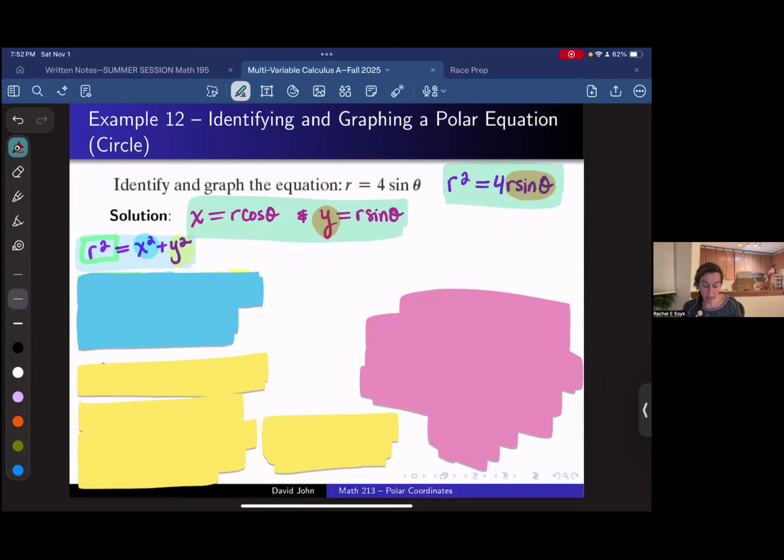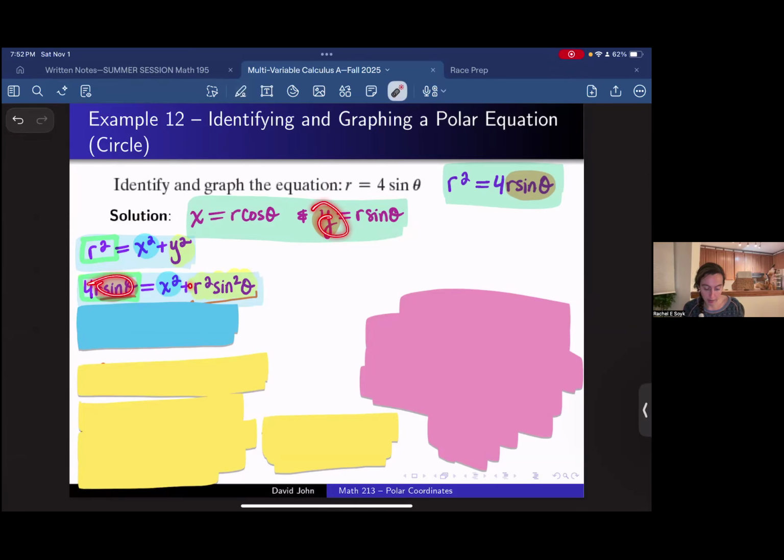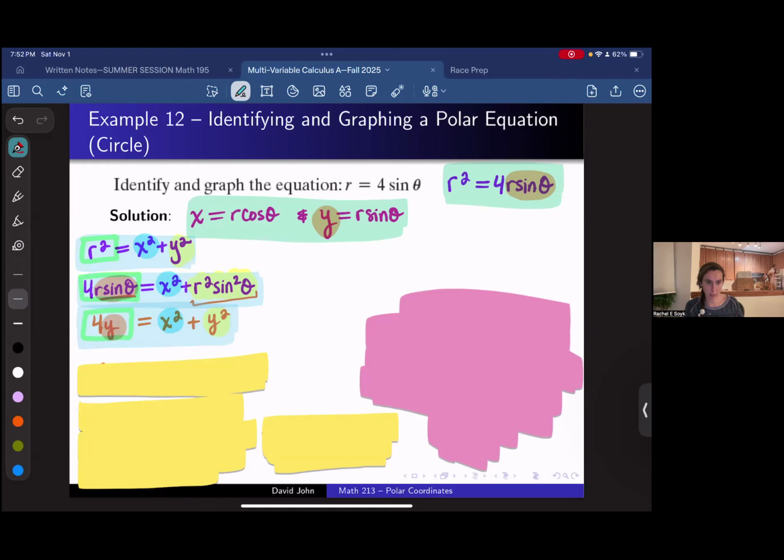And when we do that, we get 4r sine theta is equal to x squared plus y squared. And y squared, if we square this, we're looking at r squared sine squared theta. But it actually might help to just keep everything in terms of x and y so that we can put it into our general equation of a circle form. And so that r sine theta is the same as y, and then this r squared sine squared theta will bring it back into our y squared form. So we get 4y is equal to x squared plus y squared.